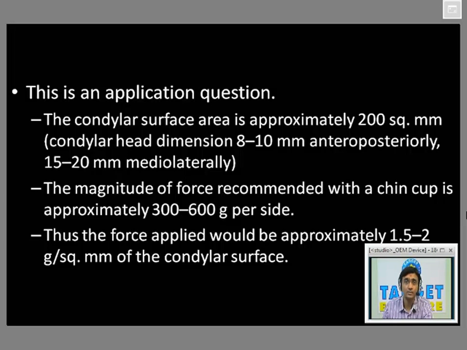The condylar surface is approximately 200 square millimeter. Slightly difficult to remember. Now the condylar head dimension is 8 to 10 millimeter anteroposteriorly and 15 to 20 mediolaterally. This is from a book called Occasion. The magnitude of force recommended with a chin cup is 300 to 600 grams per side.